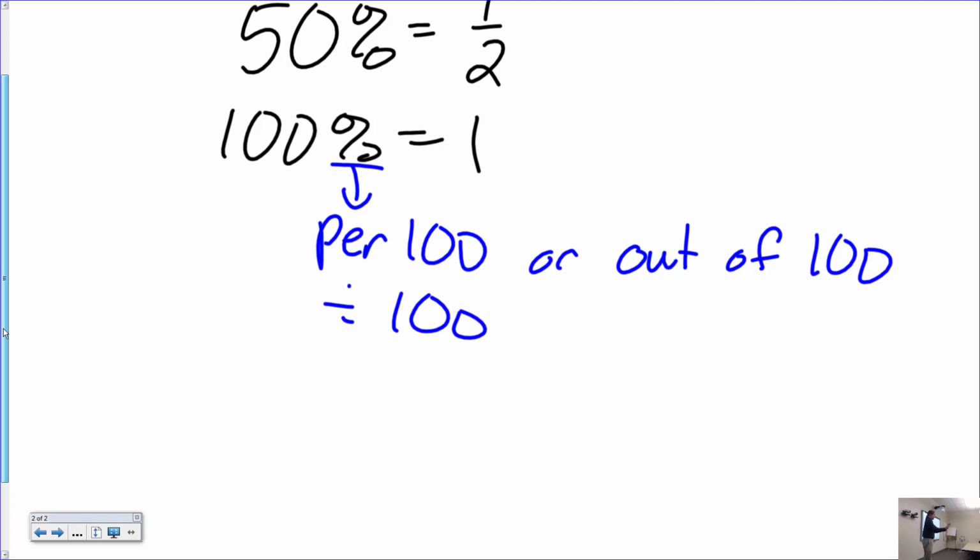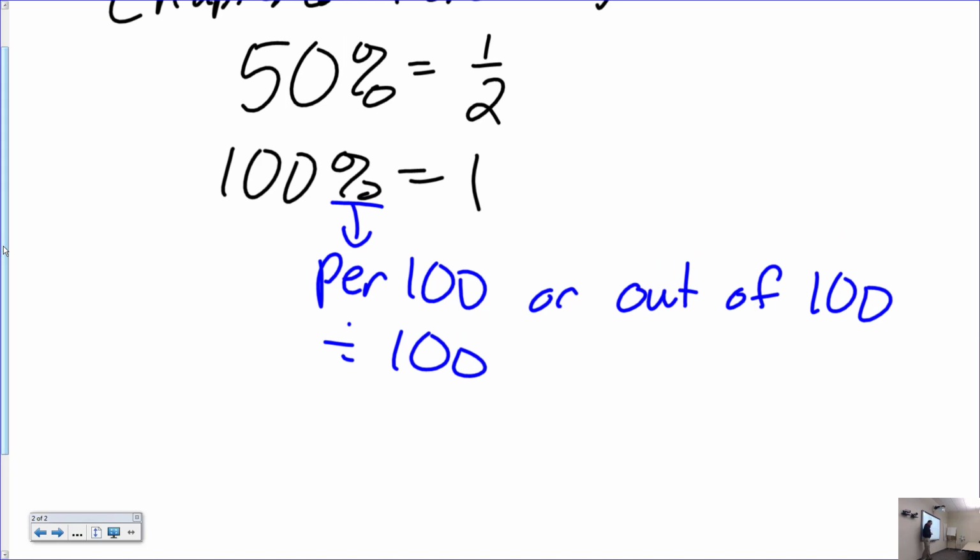Again, you guys all know why and what these things are. It's just that now, if anybody ever asks you, you'll be able to give them a really solid mathematical definition. The definition is this symbol translates to out of 100. And that means divided by 100.